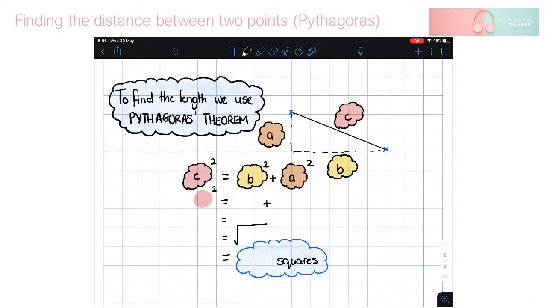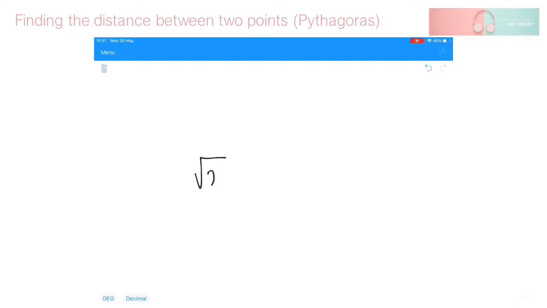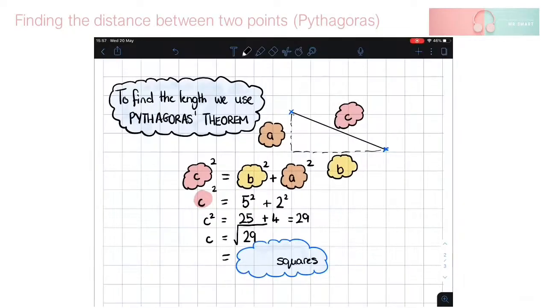Okay, so let's count the squares then for a and b and figure out what the length of the side c is. So c squared then equals, well, b squared is 5 squared, a squared is 2 squared, and 5 squared is 25, and 2 squared is 4, and 25 plus 4 is 29. Okay, so to find c, we just need to find the square root of 29. And if I go back to my calculator, let's find the square root of 29, which equals 5.38516. Again, I'm going to go to one decimal place here and round that up to 5.4.